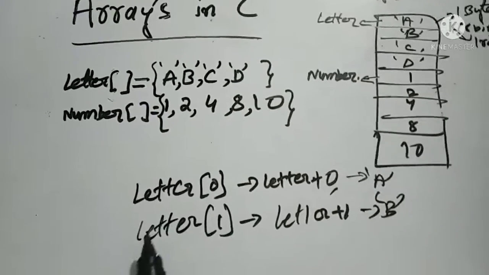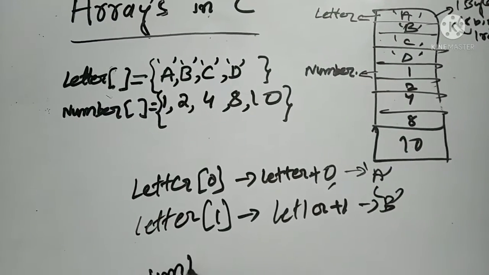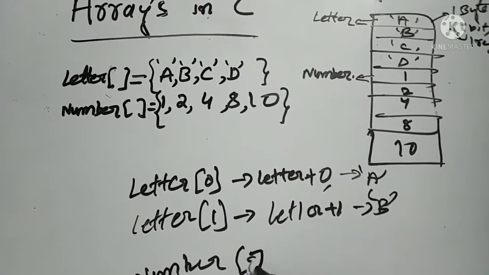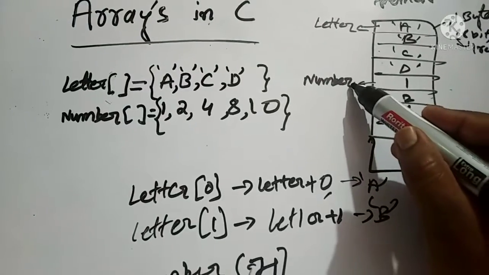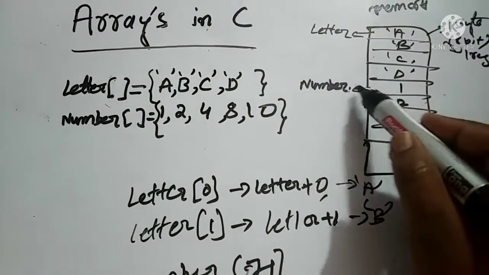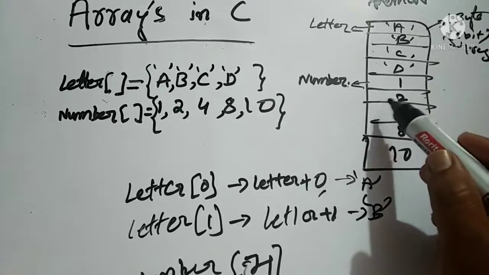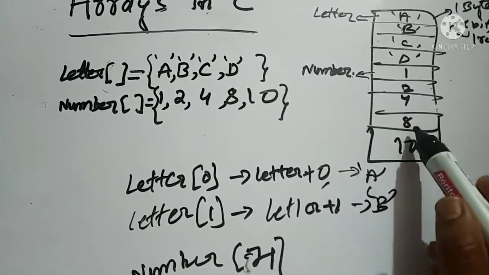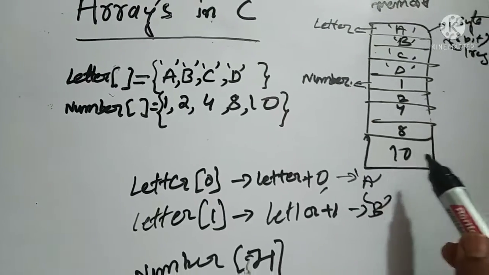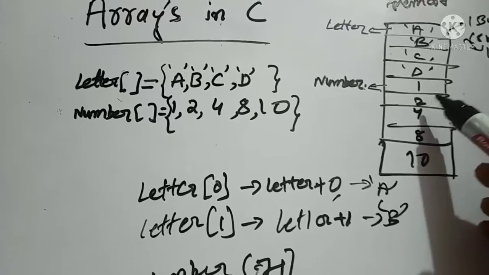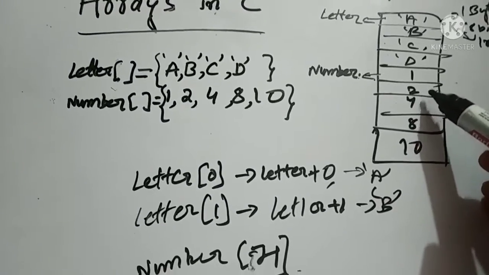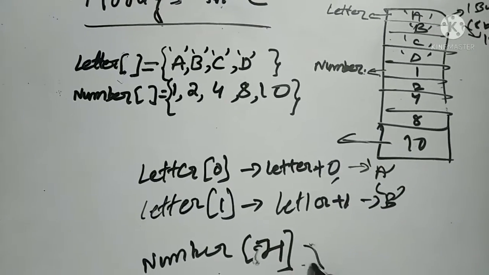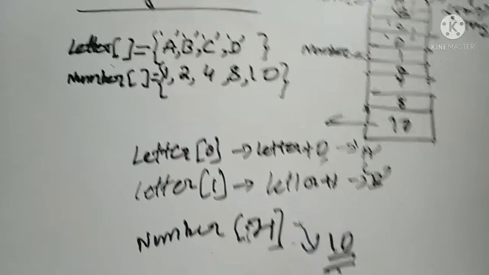If I want the numbers here, number indicates this, the 0 plus number. Number plus 1 is the next memory location, number plus 2 the third memory location, number plus 3 the fourth memory location, number plus 4 the fifth memory location. So here number plus 4 means 1, 2, 3, and fourth, so 10 will be assigned, and this indicates the number 10.